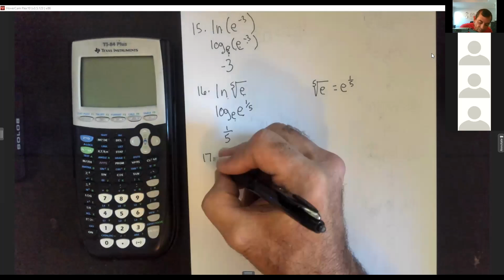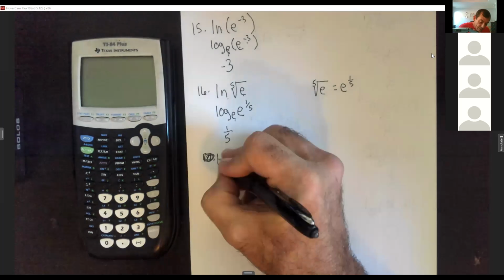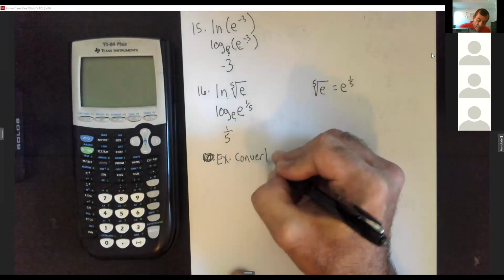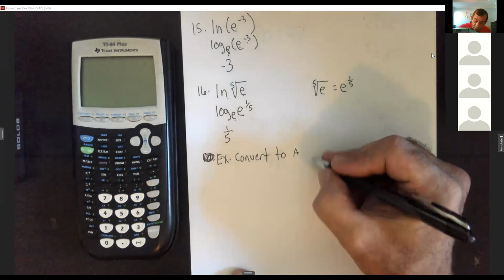All right, so these examples want me to convert to a logarithmic equation.